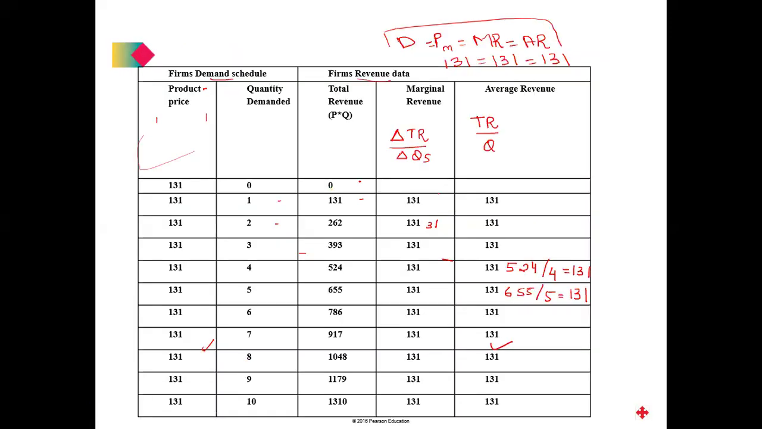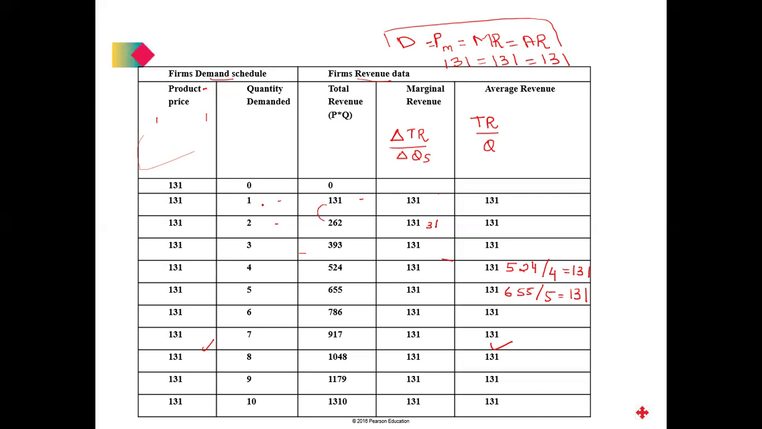Then we can notice over here that total revenue is increasing. So when quantity demanded is 10, the total revenue is 1,310. So the overall pattern is that the total revenue is increasing. So this is going to be an upward sloping graph. When quantity demanded increases, total revenue also increases.